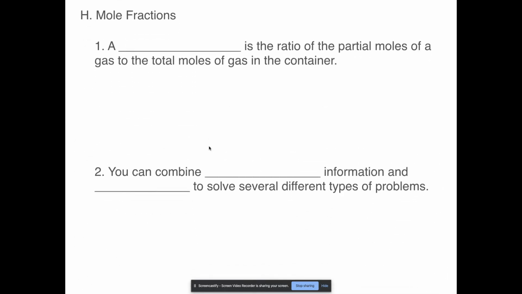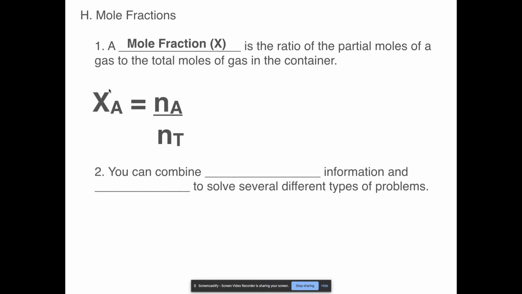So here's an application of Dalton's law. We have mole fractions. Mole fraction is abbreviated as a capital X, and it's the ratio of the partial moles of a gas to the total moles of gas in a container. So it's another way of looking at Dalton's law, but it's a little bit more useful because instead of looking at pressure, we're looking at moles. So now we're looking at the mass of the gas itself.